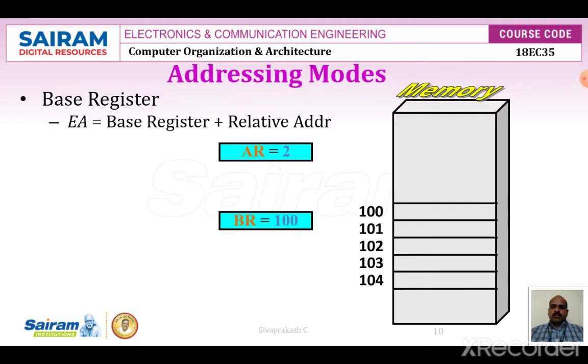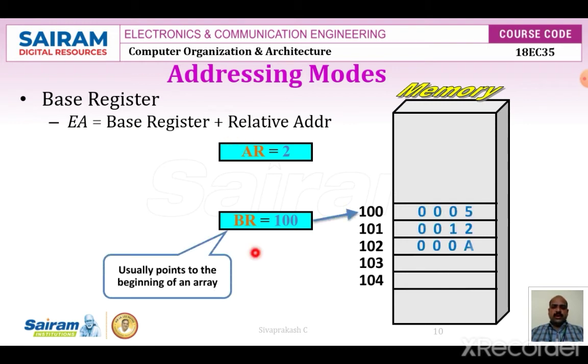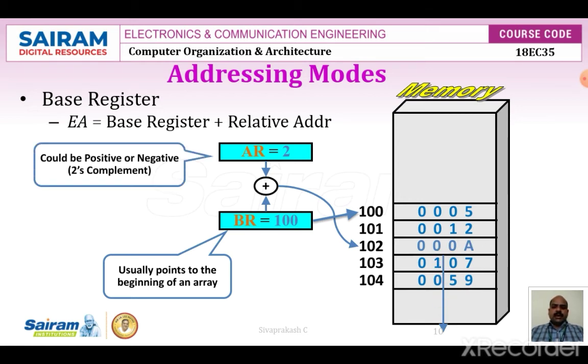Coming to the next one, base register. The base register addressing has a base register plus a relative address, and the combination of both is used. Usually the base register points to the beginning of an array. So it takes the sum of the relative address along with the base address, and the address obtained deals with the data, which is the outcome of this instruction. Here the relative address may be positive or negative, which is also represented in 2's complement.